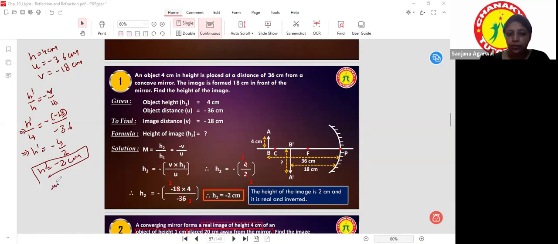Minus means it is inverted. Inverted image is always real, and 2 means it is magnified. So just by looking at the, okay, sorry, it is not magnification. So just ignore this part. Otherwise, negative sign shows that image is real and inverted.